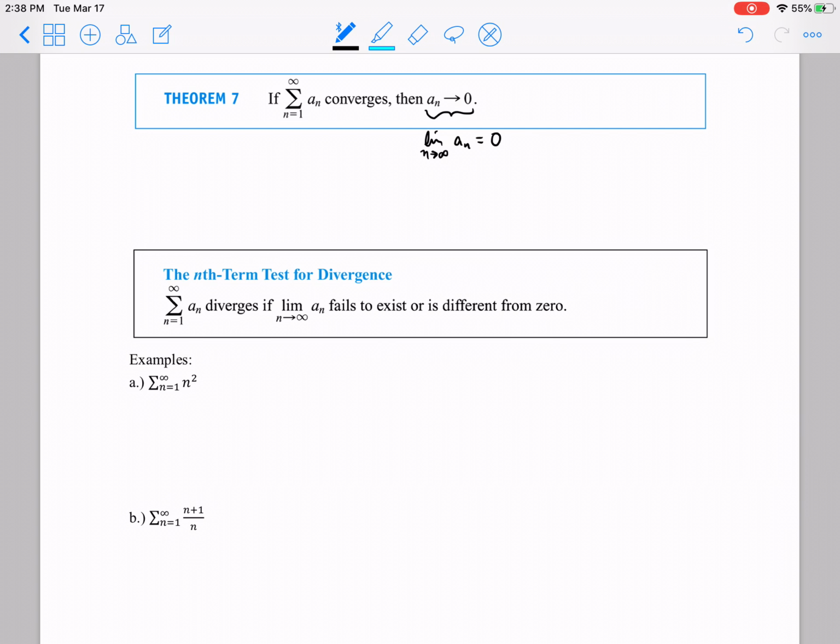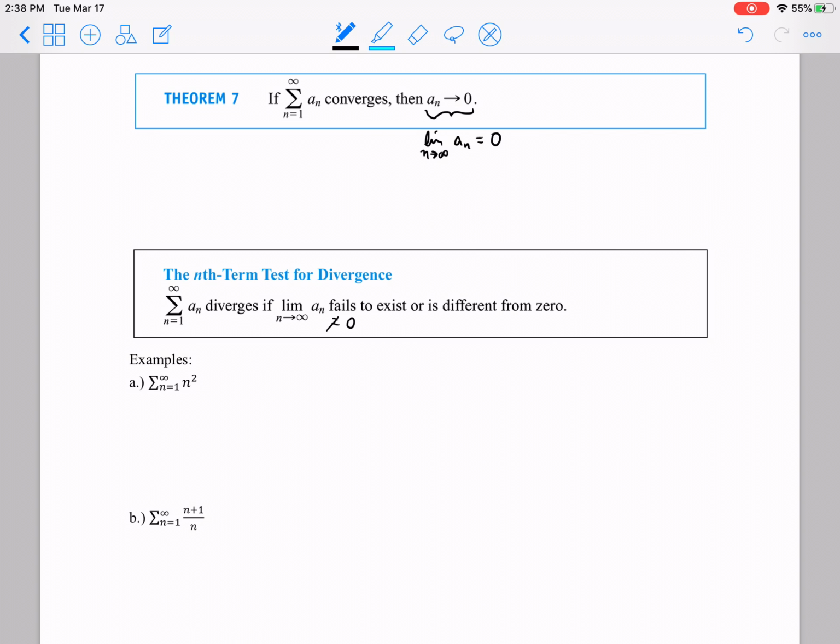So here we have the nth term test for divergence. This says our series from 1 to infinity diverges if the limit of our sequence fails to exist or is different from 0. In other words, if it ends up being something like 1, 10, 50, or infinity, as long as it does not equal 0, then the series is divergent. So it's kind of the opposite of the previous one.